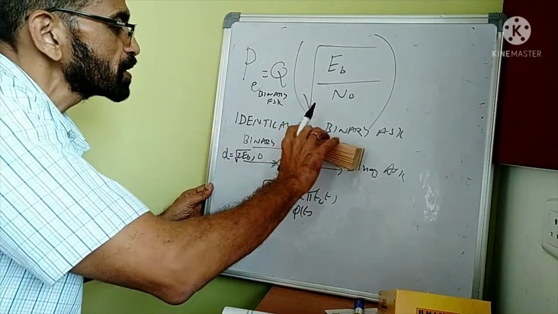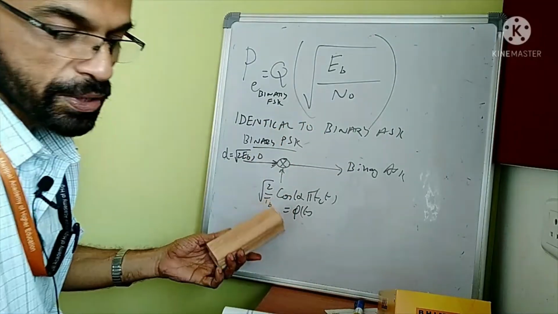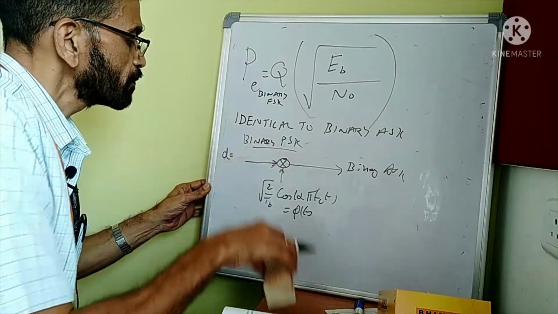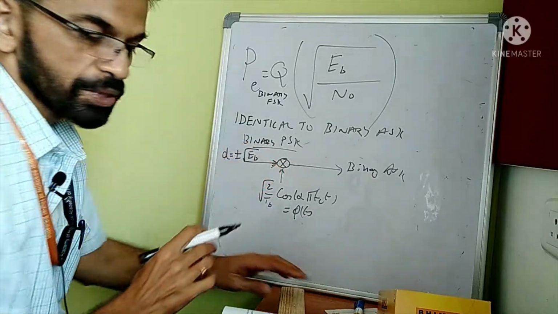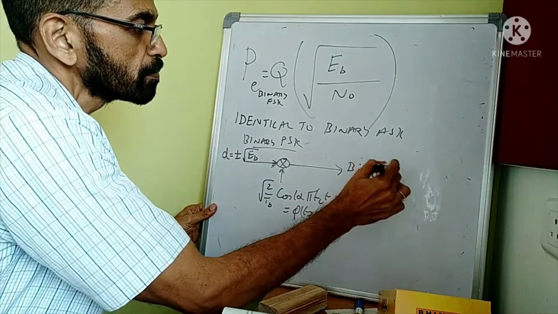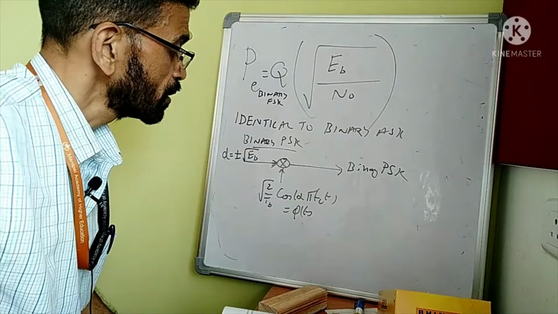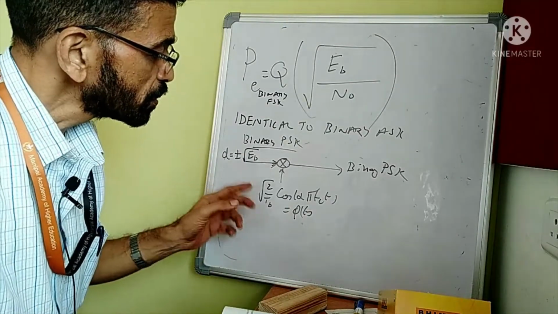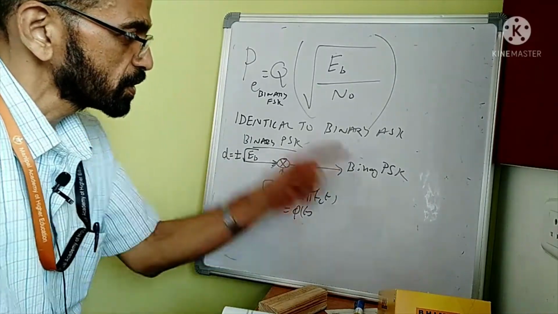Now when it comes to binary PSK, again we have only one basis function, but the difference is here. We take plus or minus root EB, we multiply and we get the binary PSK waveform. So you see, if it is plus root EB, you get root of 2 EB by TB cos 2 pi FCT. If it is minus root EB, you get minus root of 2 EB by TB cos 2 pi FCT. That is the binary PSK.